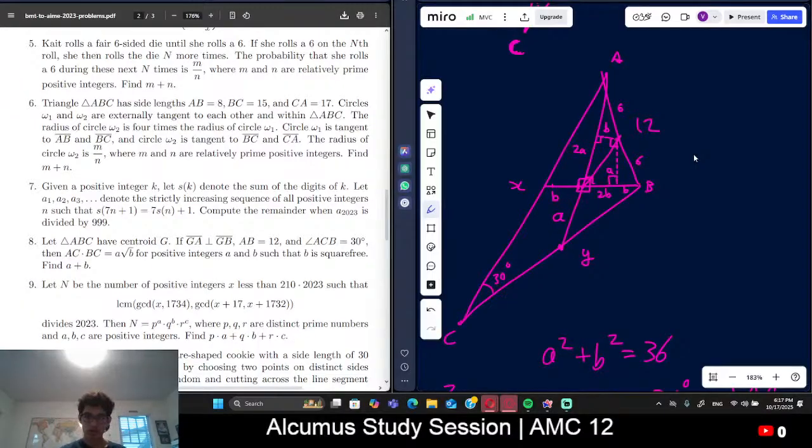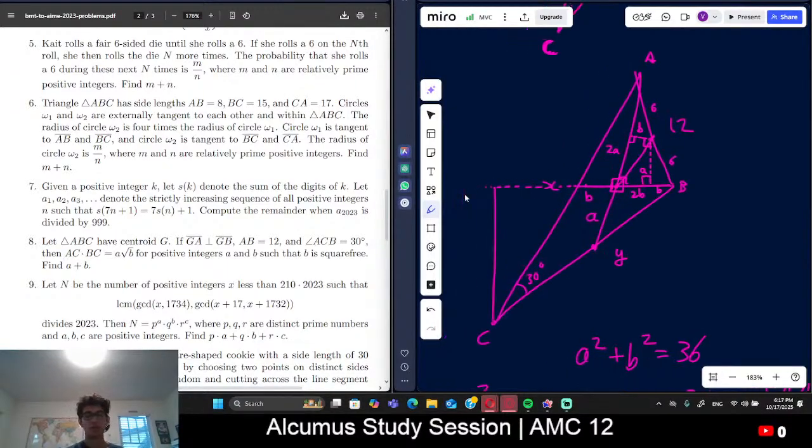Oh, okay, this might be somewhat useful. This is now going to have to be 2a. Maybe that helps and maybe it doesn't. I don't know at all. But okay, that's one thing, right? And now what else can we use to our advantage?